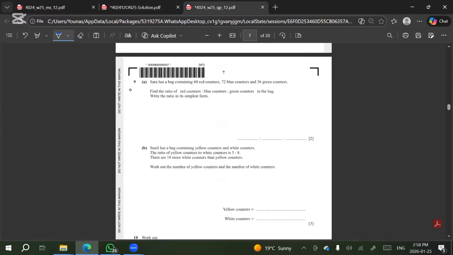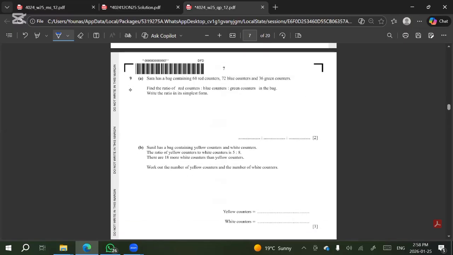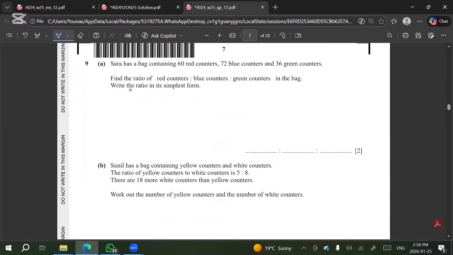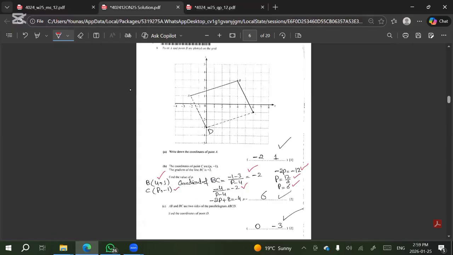Question number 9 is coming up on your screen. It says, Sarah has a bag containing 60 red counters, 72 blue counters, and 36 green counters. Find the ratio of red counters to blue counters to green counters in the bag. Write the ratio in its simplest form. This word is very important: simplest form. The A part is of 2 marks. So let me show you the solution.